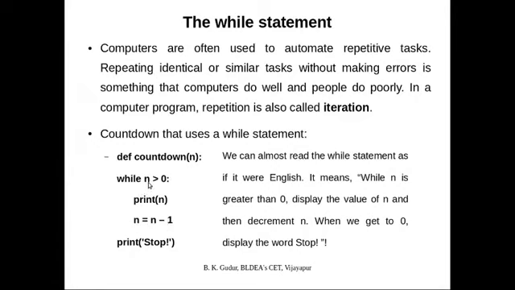Once n is checked, if n is greater than 0, well and good, it will print the value of n and n will be decremented. Every time n is decremented, when n becomes less than or equal to 0, it will come out of this loop and it will print stop. Before I proceed further, let us see this.